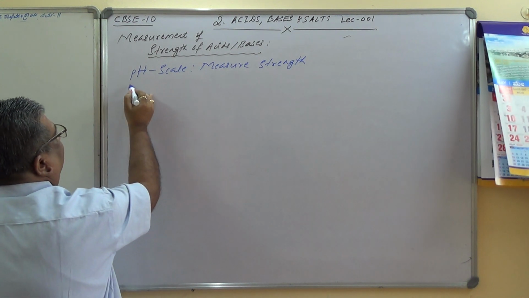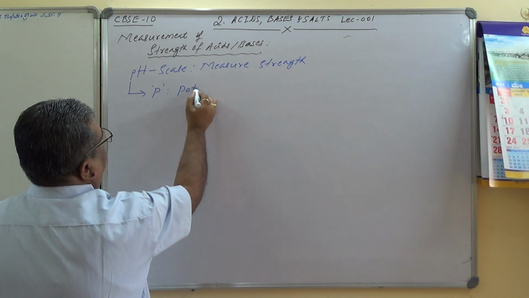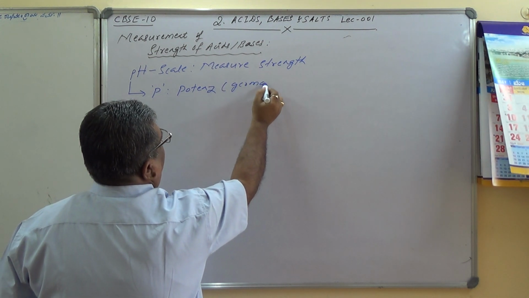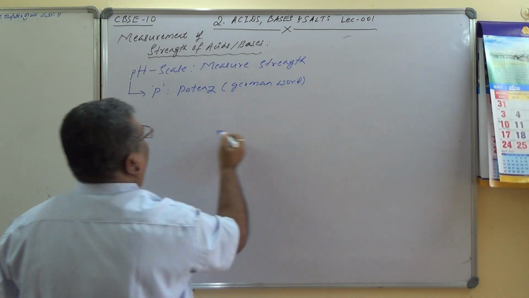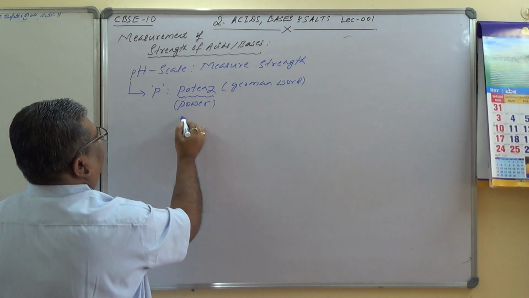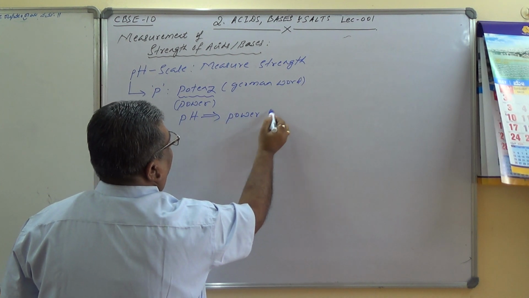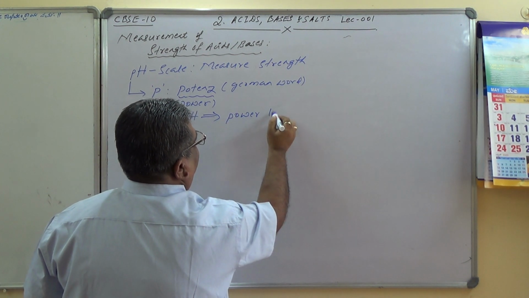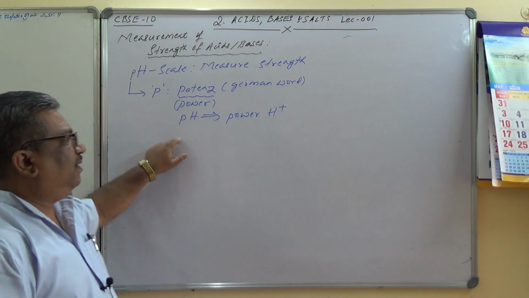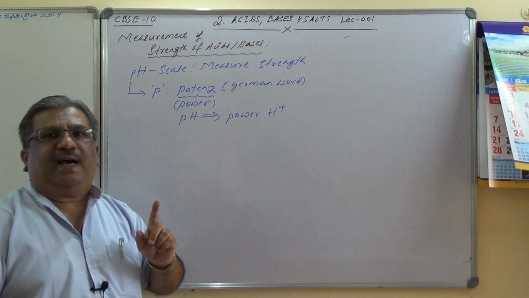In this pH, P represents potence. This is a German word. Potence means power. So finally, pH means power of hydrogen ion concentration, power of H plus ion concentration. So the measurement of hydrogen ion concentration gives you the measure of acids and bases.